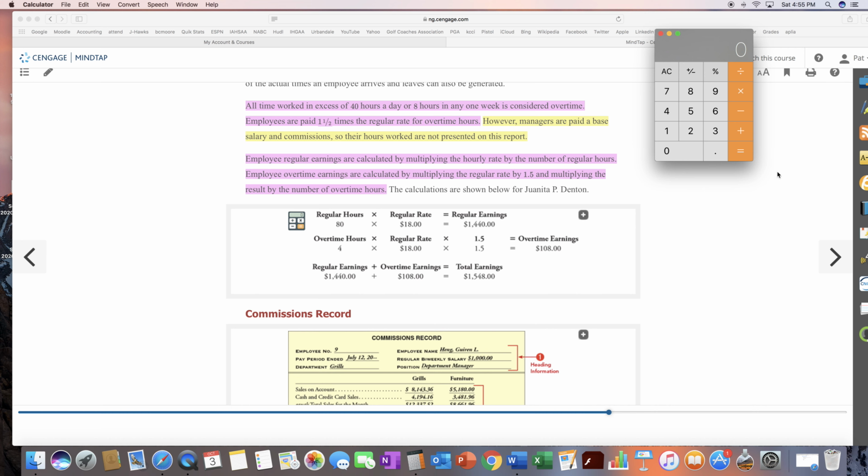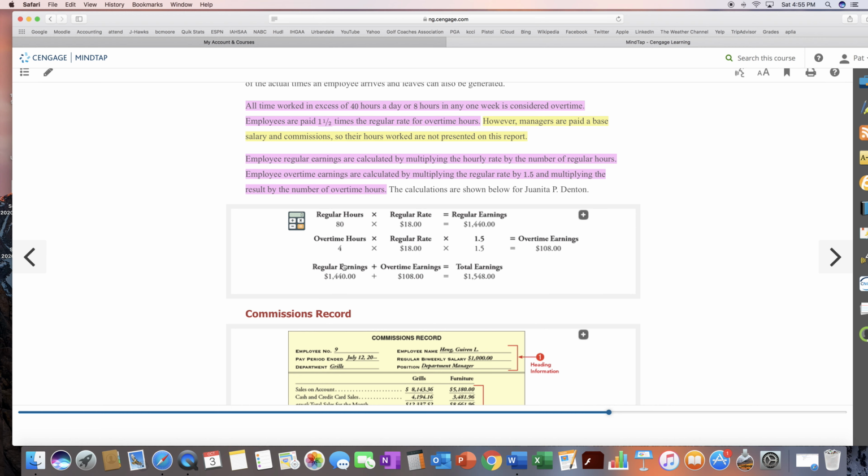What we always were taught, I don't know why, but what's half of 18? 9. 9 plus 18 is 27. You get the same thing. Just one less step, but whatever, because you can do it in your head if there's decimals, whatever. Just showing you, you don't get tested on that. But either way, you get paid extra for the overtime hours, so that's why we have this extra. You add the regular earnings to overtime earnings to get total earnings.